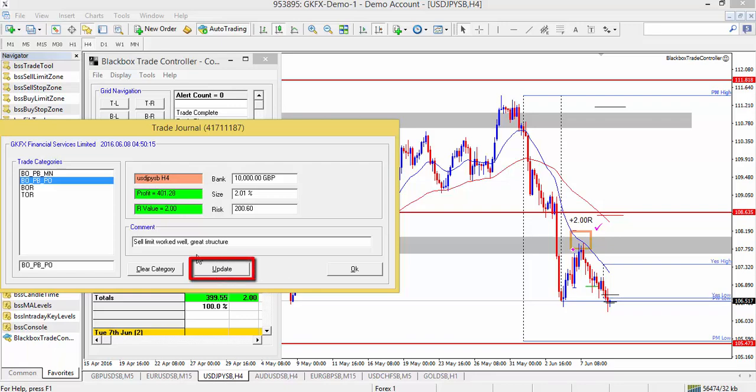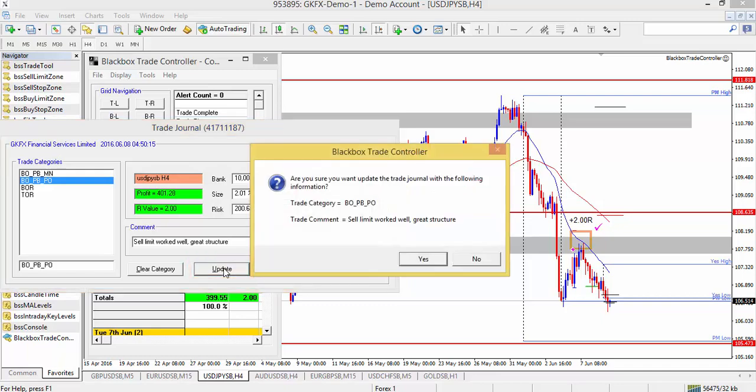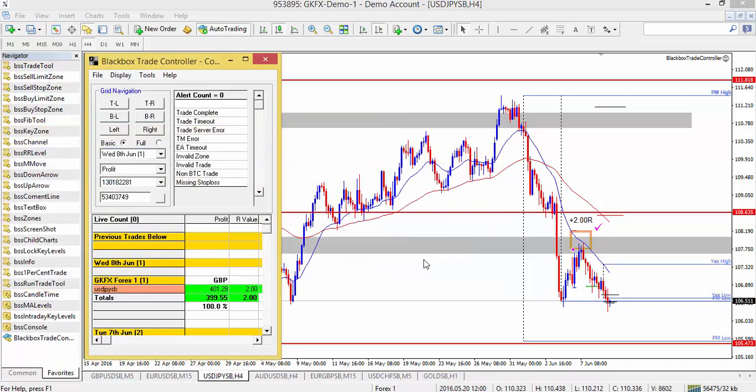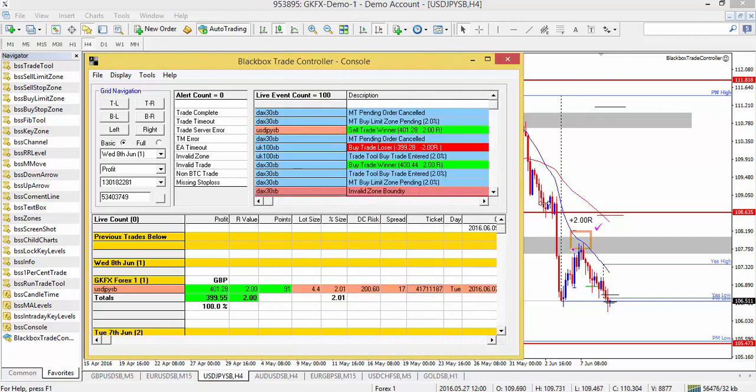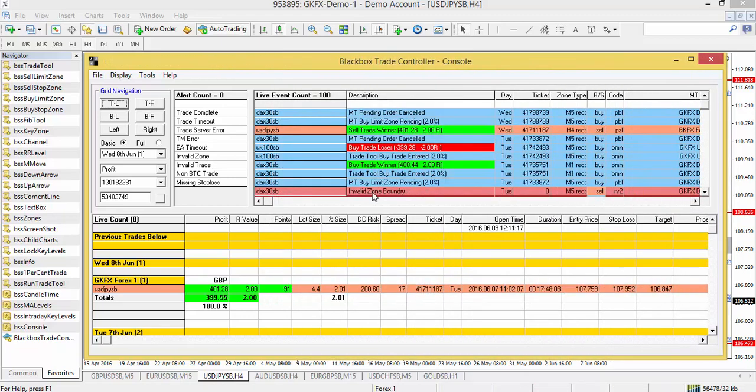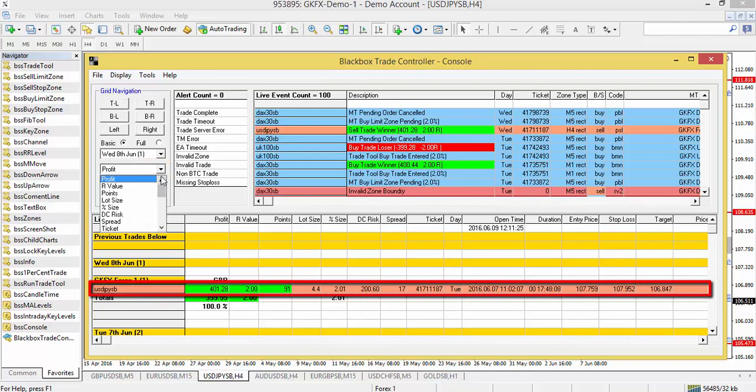Select Update to apply the changes and confirm. To view the trade category and comment, select Category from the drop-down list of grid columns. This will automatically move the grid to show this information.